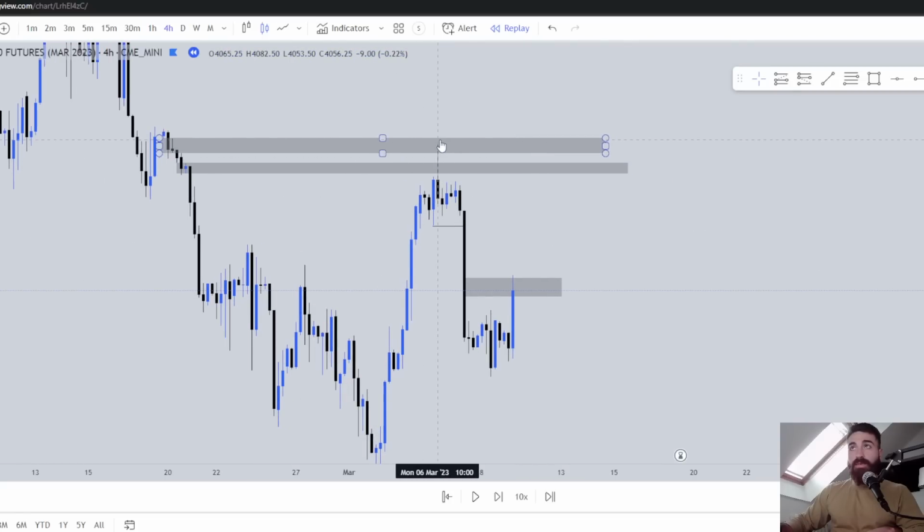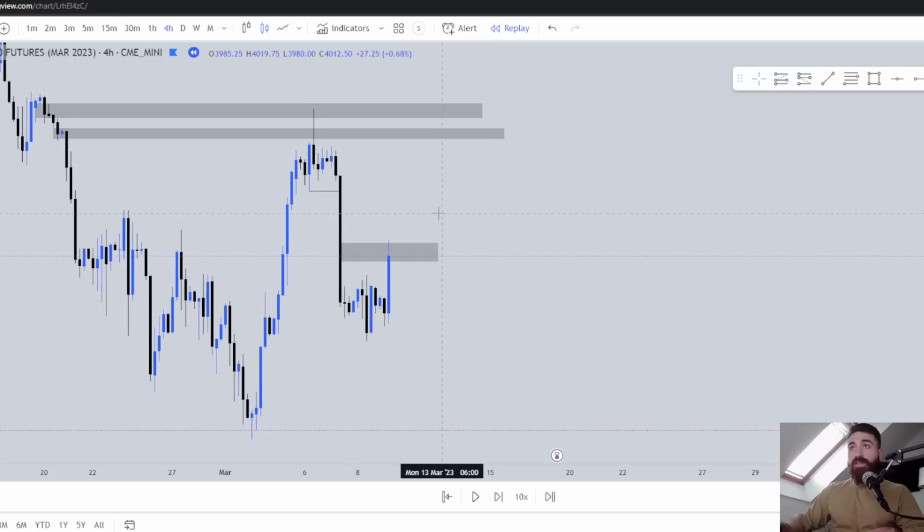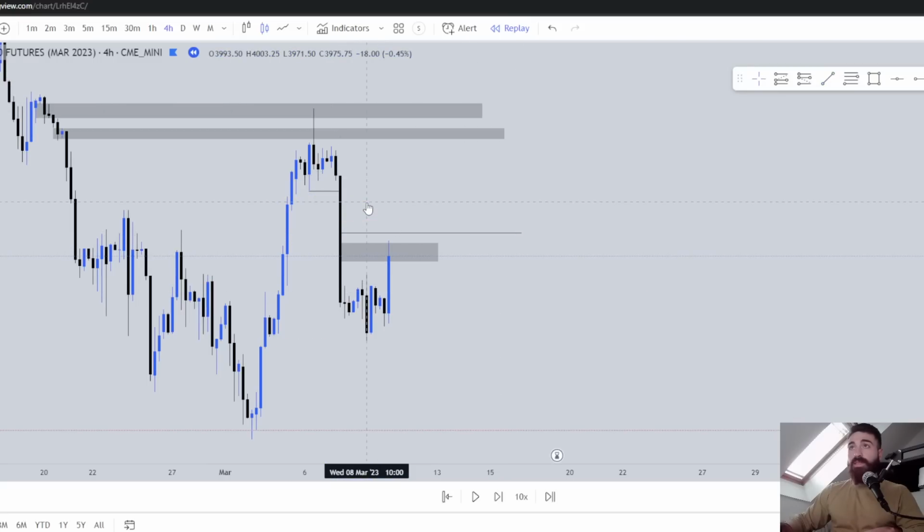So as we can see, we came to a supply area, sorry, a demand area, and we went below. So we broke the structure right here. Now we know we are bearish, so we are expecting a retracement. This is the 50% because we have basically nothing else in this area on the 4-hour time frame.